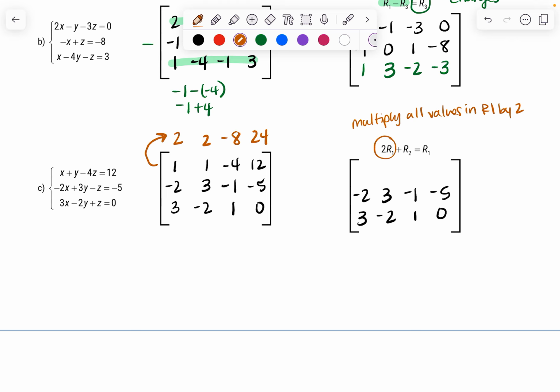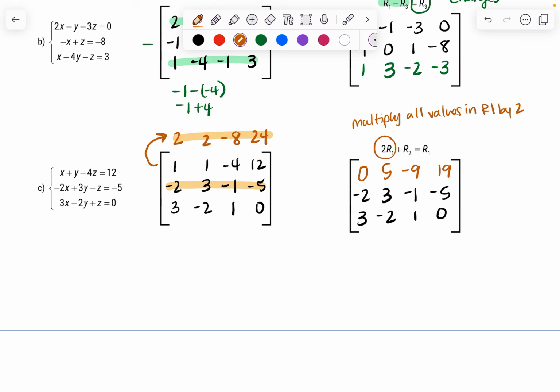So now that I know what 2 times row 1 looks like, I'm going to take 2 times row 1 and add it to the existing row 2. So I'm really just ignoring the original row 1 for the time being, and I'm focusing only on this doubled version. Now that I've done that, I can combine these two things together. So 2 minus 2 is 0. 2 plus 3 is 5. And I know I said 2 minus 2, but if you do 2 plus -2, that's like subtraction. -8 plus -1 is -9, and 24 plus -5 is 19.